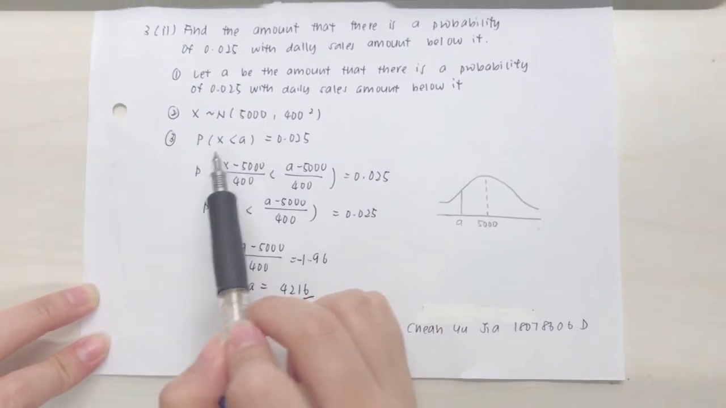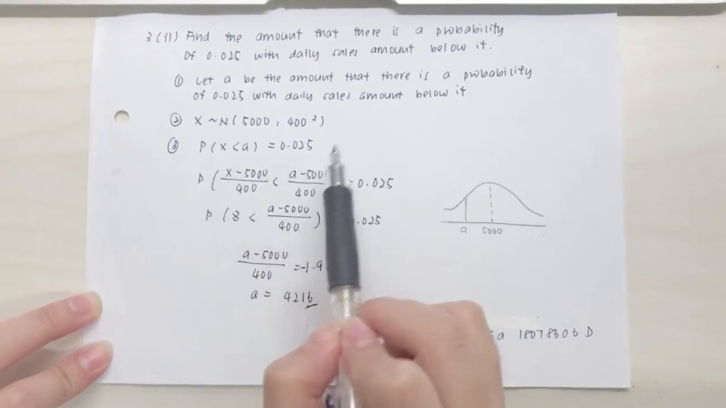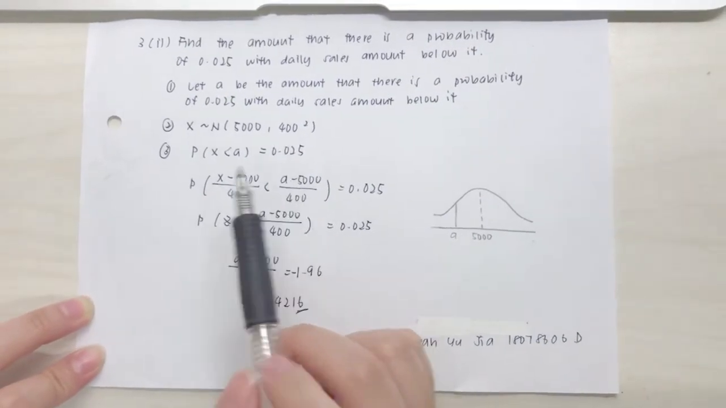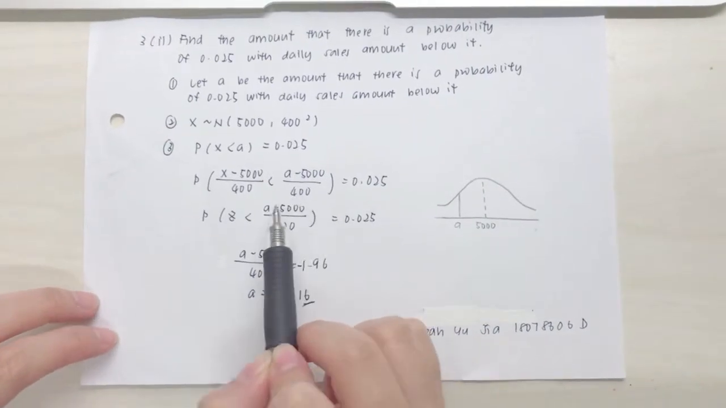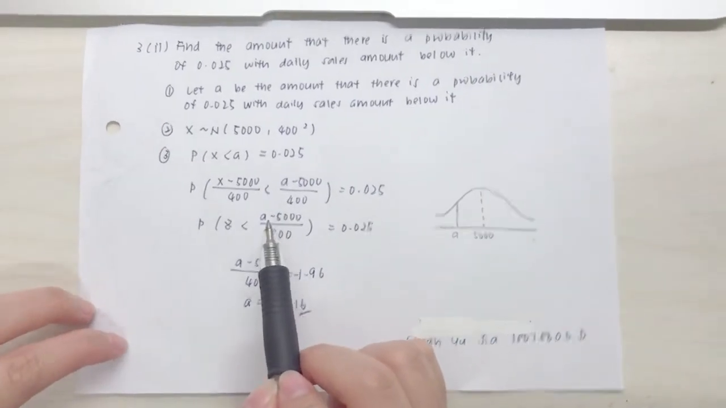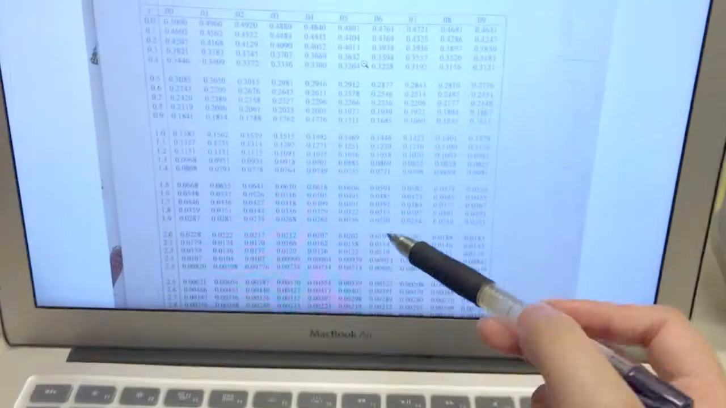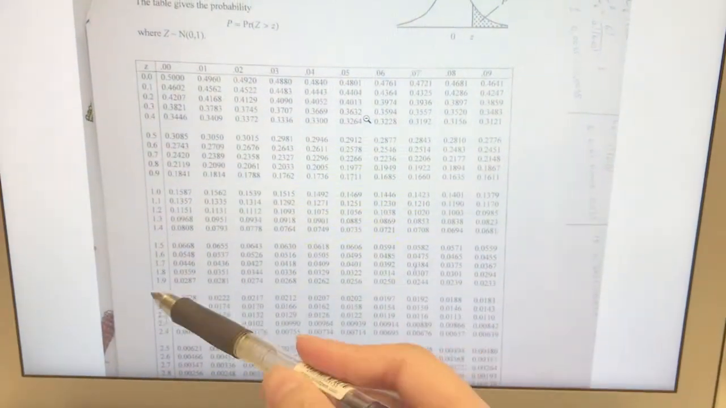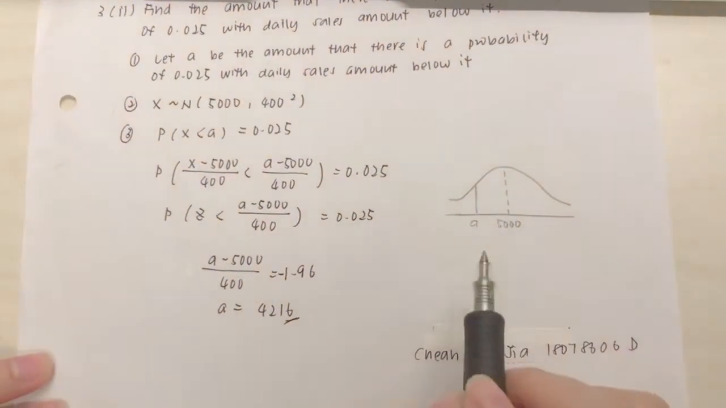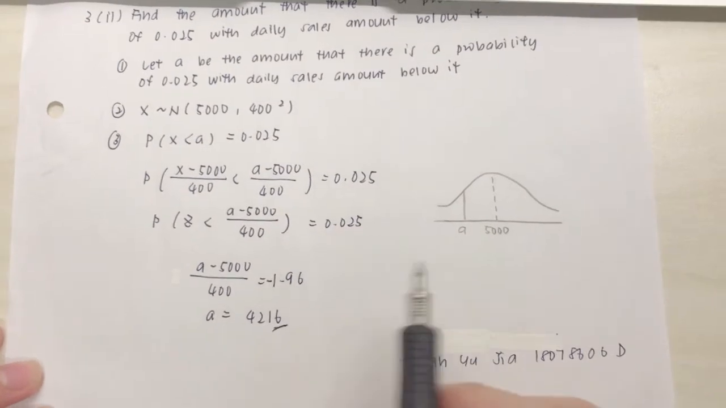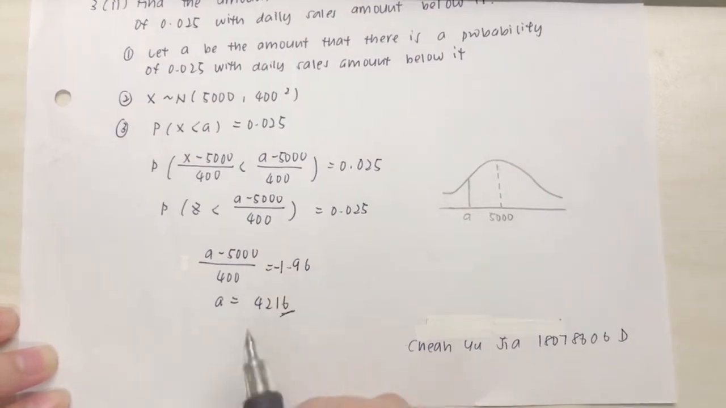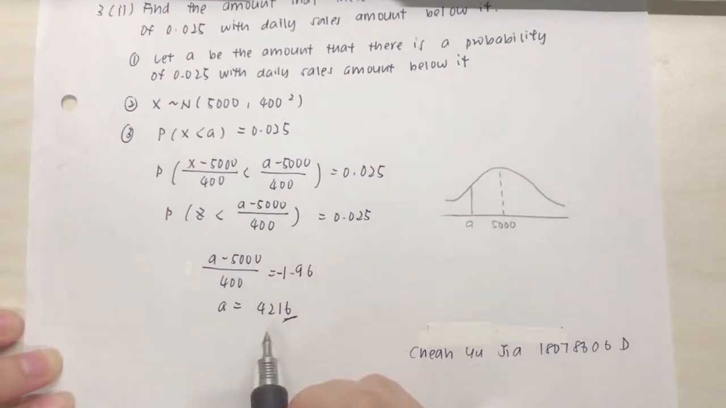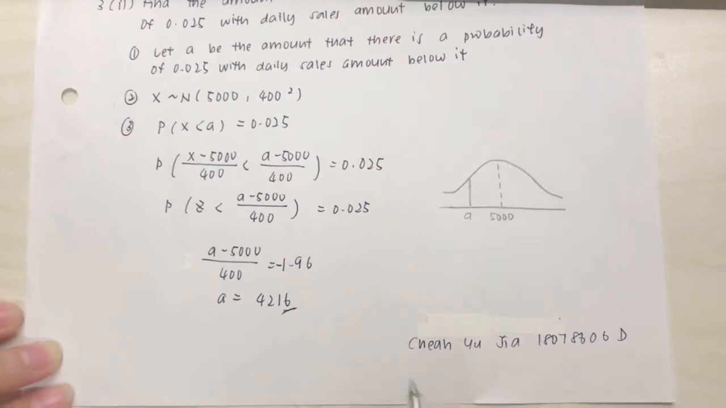And the third step, as told by the question, the probability is 0.025. We make X into the standardized distribution format and refer to the standardized normal distribution table, where 0.025 is here, so we get 1.96. As the value is on the negative side, it will be negative 1.96. And we do the calculation, and lastly we get the answer, which is 4,216.